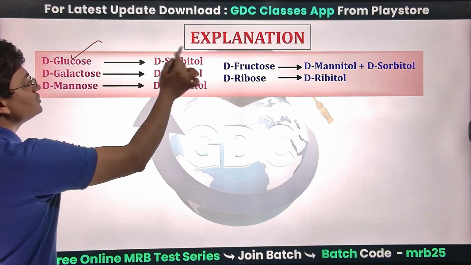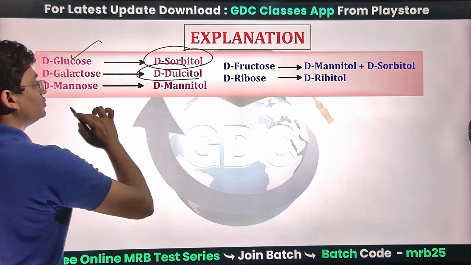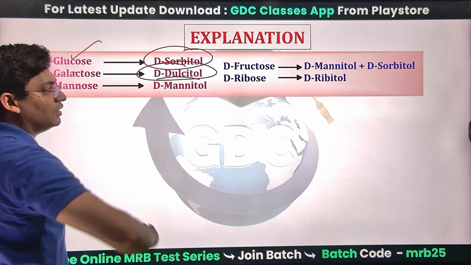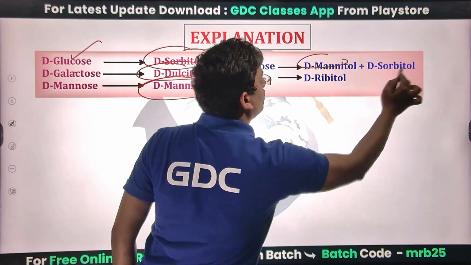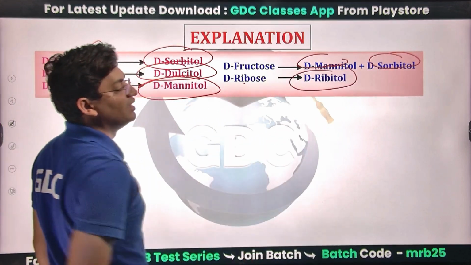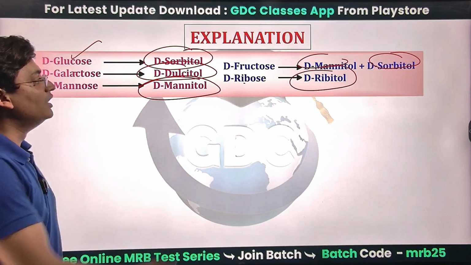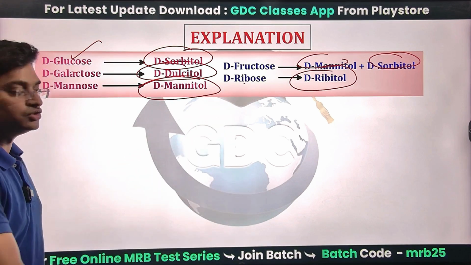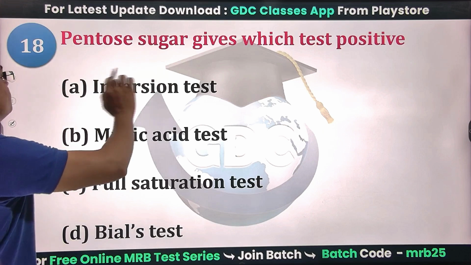Glucose gives sorbitol, galactose gives dulcitol, mannose gives mannitol, fructose gives mannitol and sorbitol both, and ribose gives ribitol. They are the reduced products of them; on reduction they give these kinds of products.